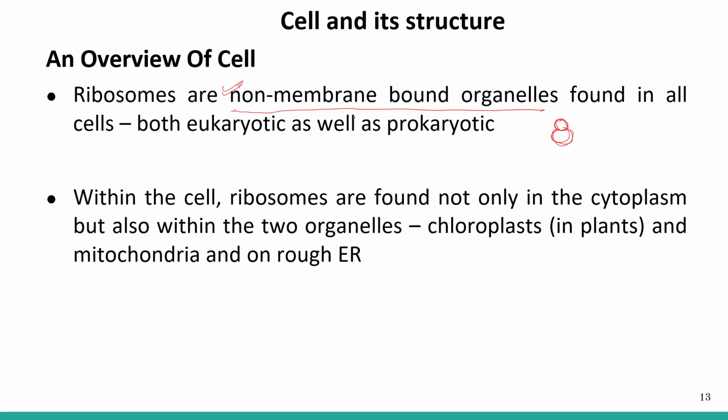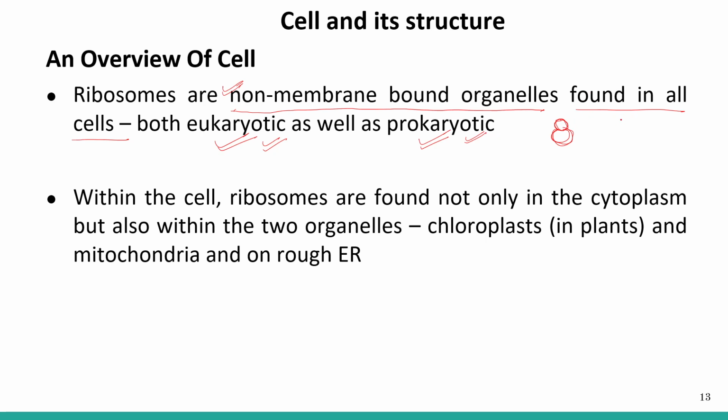Okay. So ribosomes are non-membrane bound organelles found in all cells, both eukaryotic as well as prokaryotic cells, right? So it is present in both eukaryotic as well as prokaryotic cells, but there is a major difference between the ribosome of the eukaryotic cell and the prokaryotic cell. What is that?